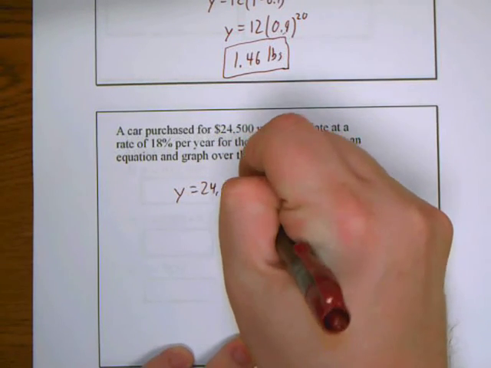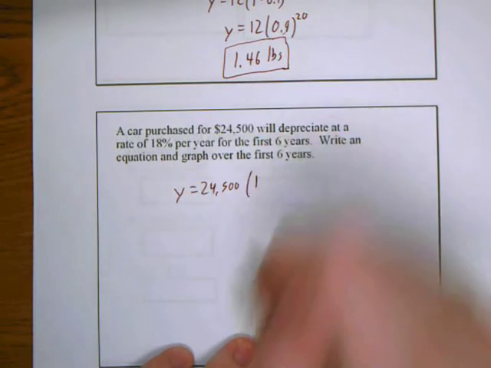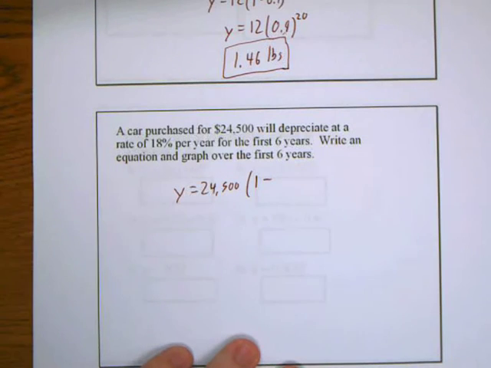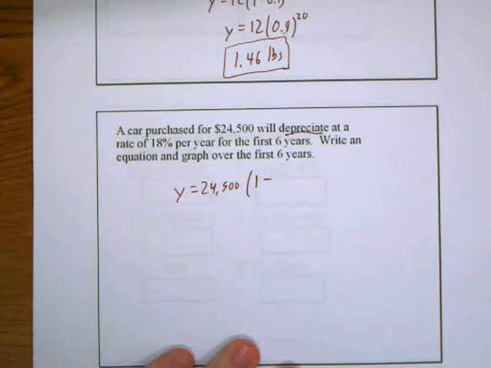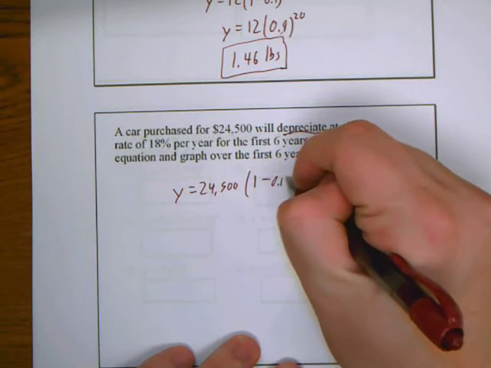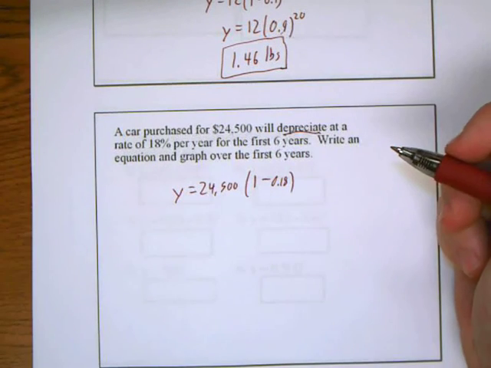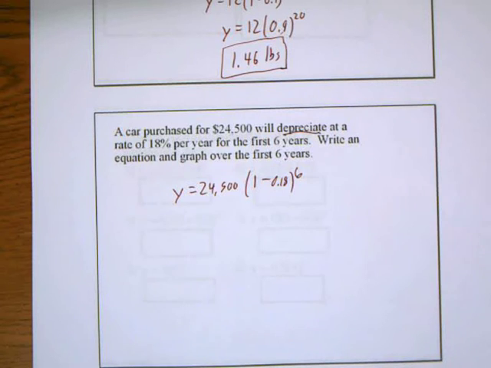Alright, so hopefully you have this problem worked now. Our initial starting amount was $24,500 times parentheses 1 minus, it was 18%, and depreciate. Anytime you see depreciate, that means go down in value. A car, as soon as you buy it and take it off the lot, starts depreciating in value. It's worth less and less. A lot of times real estate can depreciate as well. But our rate was 18%, so as a decimal, that was 0.18.